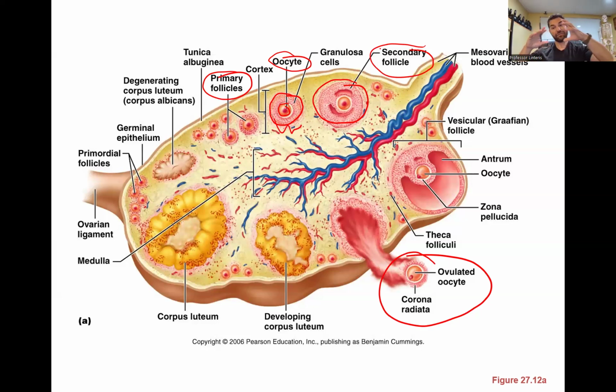So as it continues to grow throughout the month, what you will have is a mature follicle. And the mature follicle is easily recognized. You can see the antrum, which is this big fluid-filled space. You can see that oocyte in it. There is something called the zona pellucida that we will probably talk about more in lecture. And then it is ovulated.